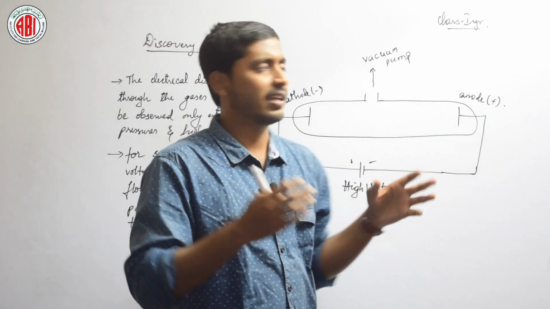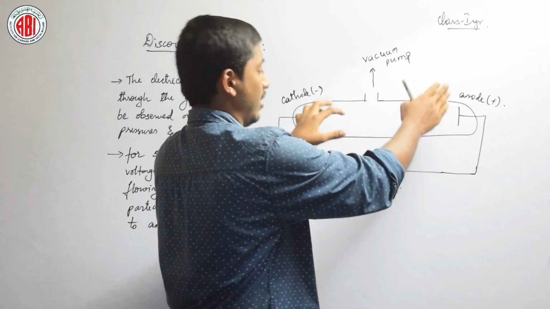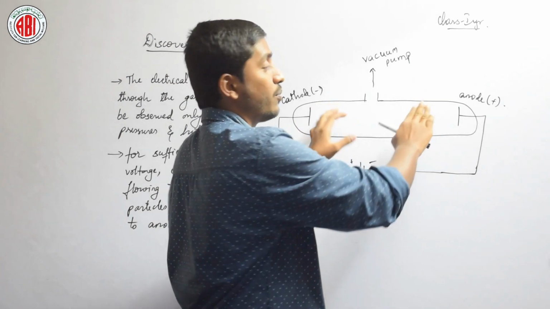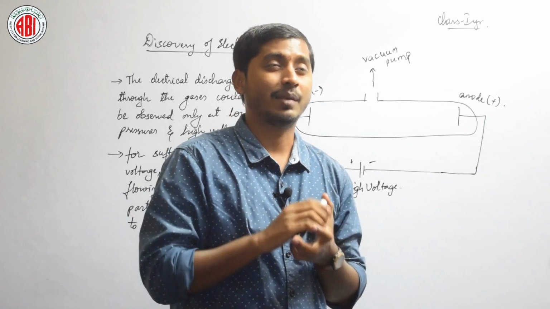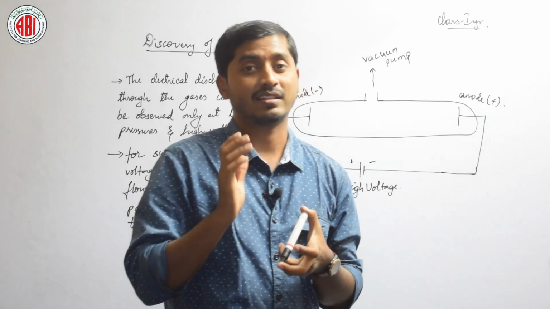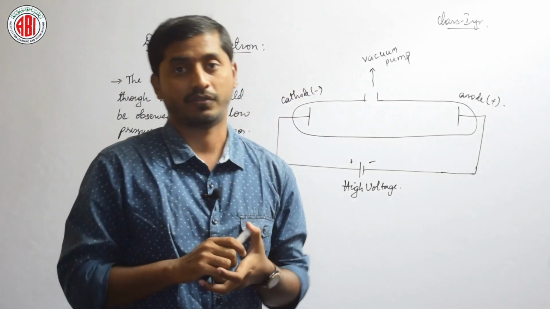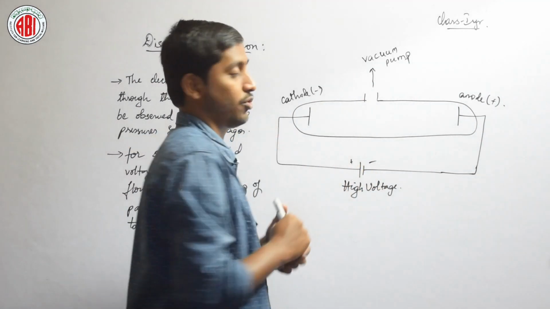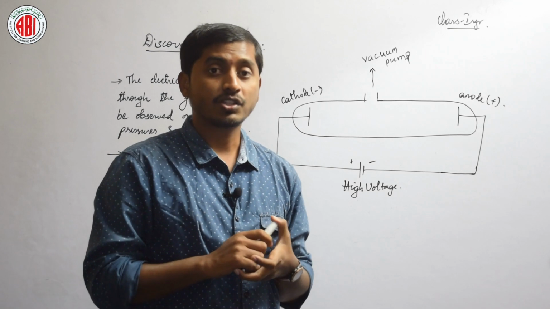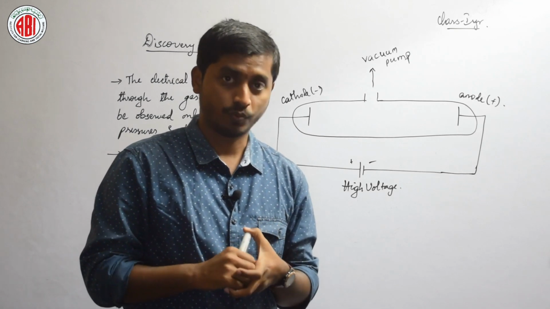Since there are no particles, the whole discharge tube is maintained at low pressure. It is almost on the order of 10 power minus 6 to 10 power minus 9 Pascal. That is the range of pressure in a discharge tube.